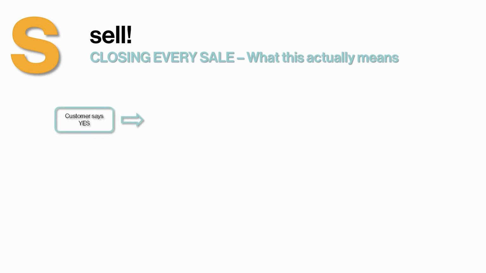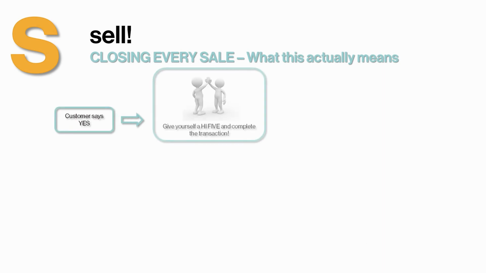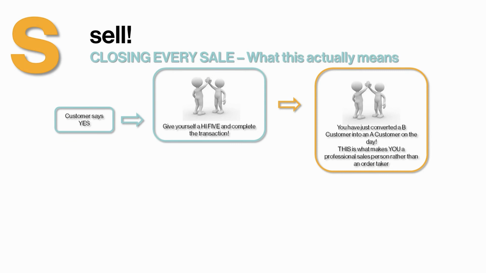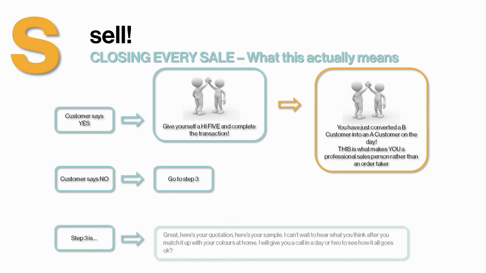So now, if the customer says yes, great, give yourself a high five and complete the transaction. You have just converted a B customer into an A customer on the day. This is what makes you a professional salesperson rather than an order taker. If the customer says no, well then go to step 3. What is step 3? Step 3 is, great, here's your quotation, here's your sample. I can't wait to hear what you think after you match it up with your colors at home. I'll give you a call in a day or two to see how it all goes, okay?